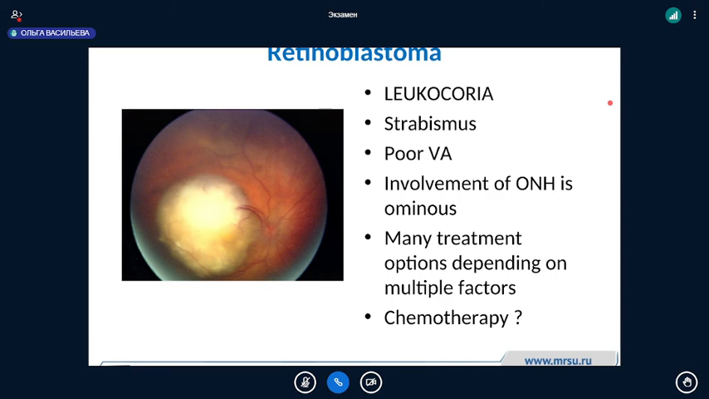You know about the reflex from the fundus. If we look through the pupil, we see the normal pink retinal reflex. If the patient has retinoblastoma, the reflex from the fundus becomes white, and it's named leukocoria. Leukocoria is one of the main symptoms and a very specific symptom of retinoblastoma. The reflex from the fundus becomes white.